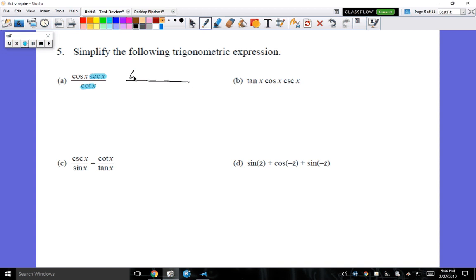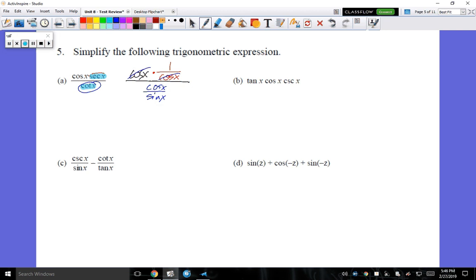I see that I have cosine of x, and then I also have secant. So this secant here is going to change to 1 over cosine. Okay, and then there's multiplication occurring there, and then cotangent down here is going to change to cosine over sine. And now I want to see if I can start canceling and reducing all these fractions.